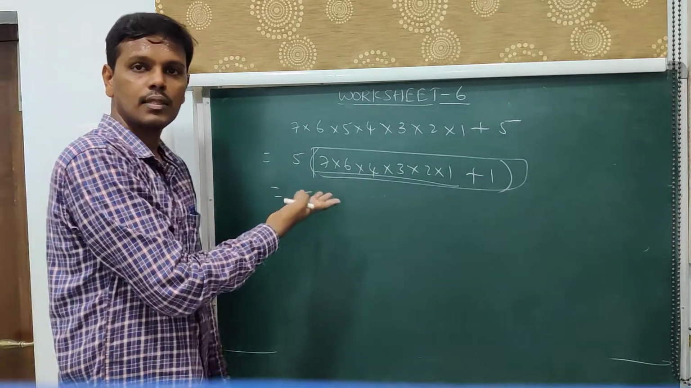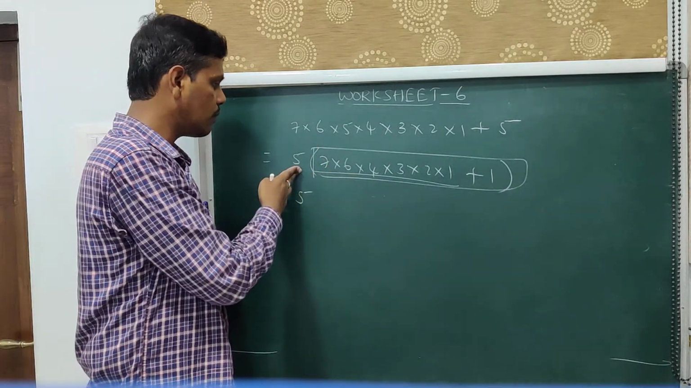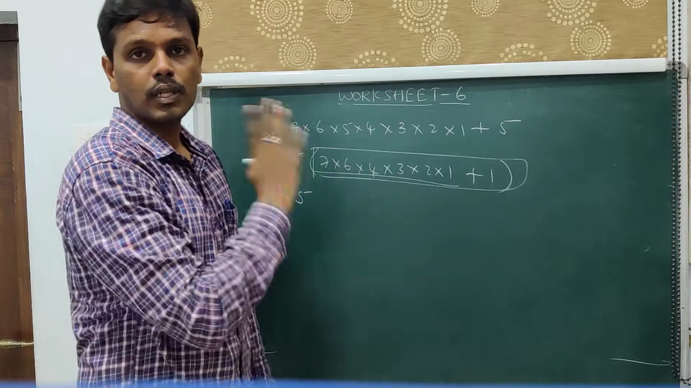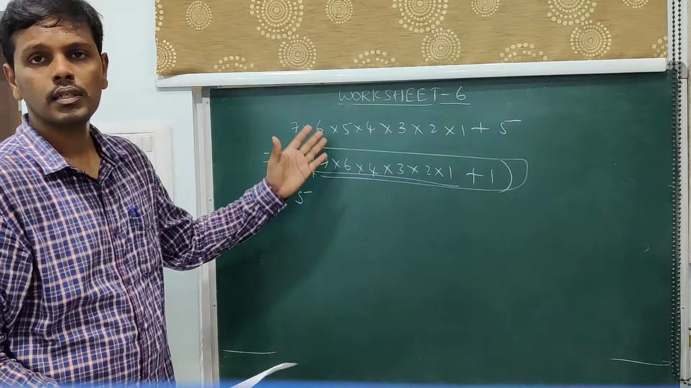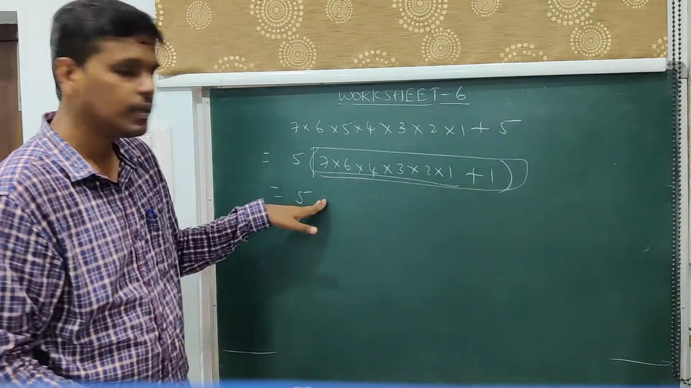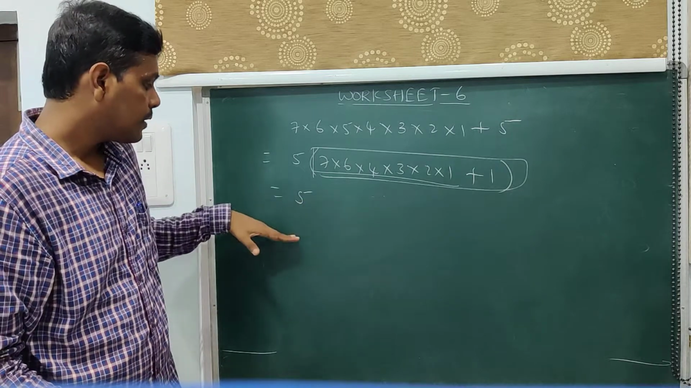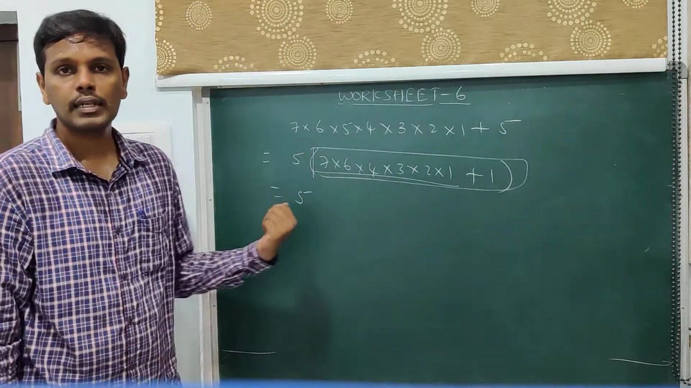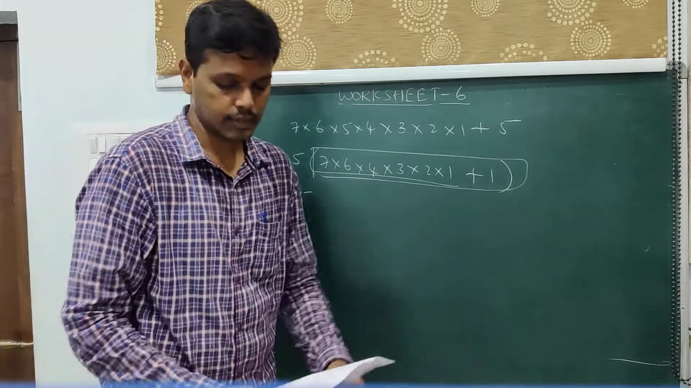But you can clearly see that there are 3 factors. This is one factor, this entire number is another factor, and 1 is also a factor. Therefore, this number is a composite number. Again, you will be simplifying this and writing that value. After that, you will write: the given number has more than 2 factors, therefore it is a composite number. That is the way you will write.